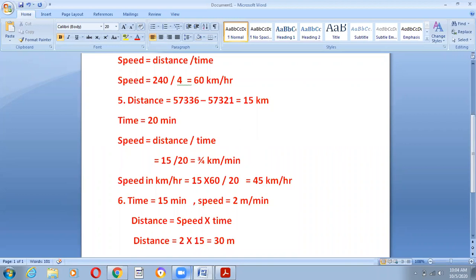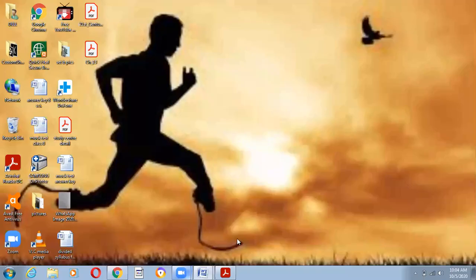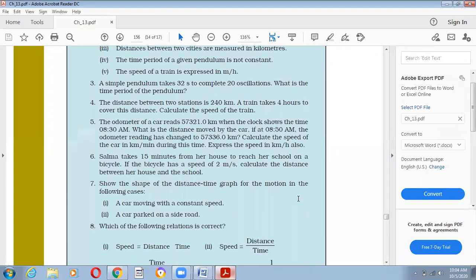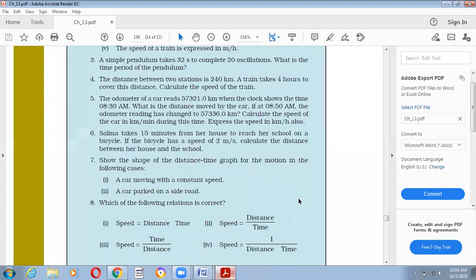Now the seventh is, show the shape of the distance time graph for the motion in the following cases. So for this we can see from our NCERT book. Car moving with constant speed and car parked on roadside. So for the roadside it will be distance 0 at rest, and car moving with constant speed will be a straight line starting from the origin.